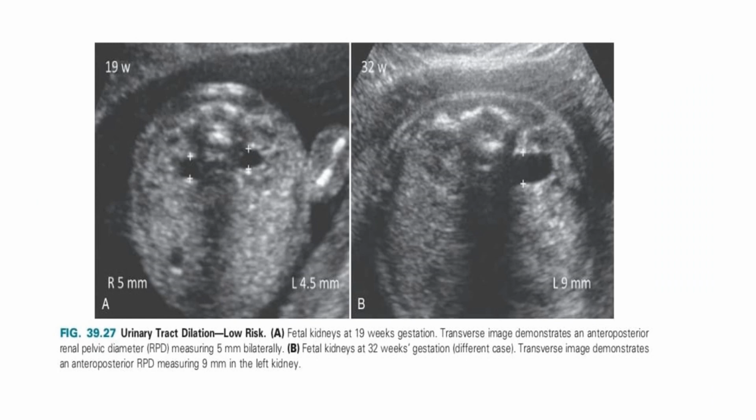The ultrasound image showing the low risk group of urinary tract dilatation, where at around 19 weeks of gestation, the renal pelvis diameter is 5 millimeter on the right side and 4.5 millimeter on the left side. This is 32 weeks of gestation where the right kidney is normal, on the left the renal pelvis diameter is more than 7 mm, that's 9 mm. Hence, we consider it as low risk group.